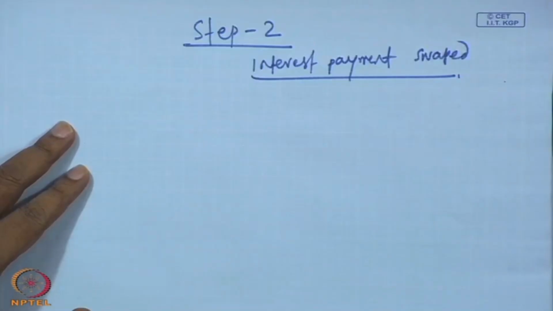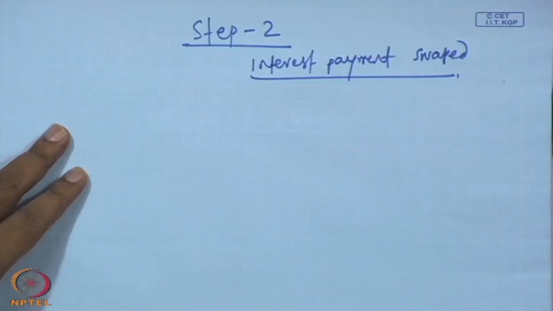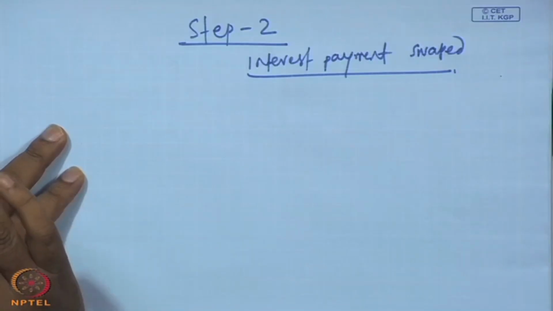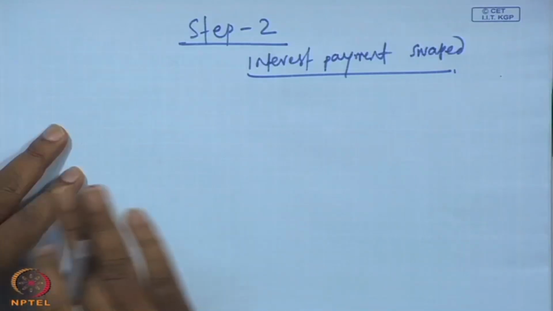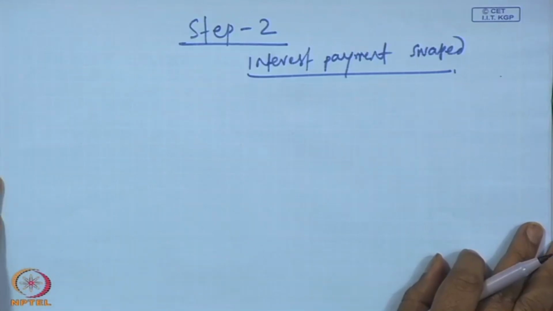In the interest payment swap, you have to understand that the interest payment will be denominated in the respective currency. In Japanese yen, it will be paid in Japanese yen only. In case of the US dollar interest rate, it will be paid in US dollar only. So, the currency exchange during the interest payment will be in the respective currency only. So, how will the interest payment take place?